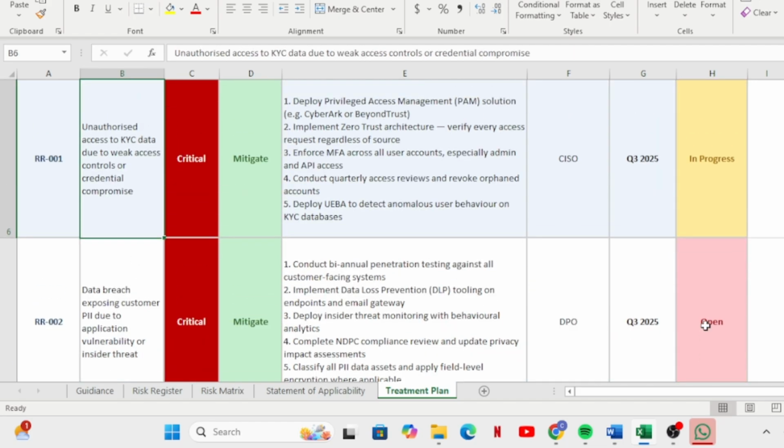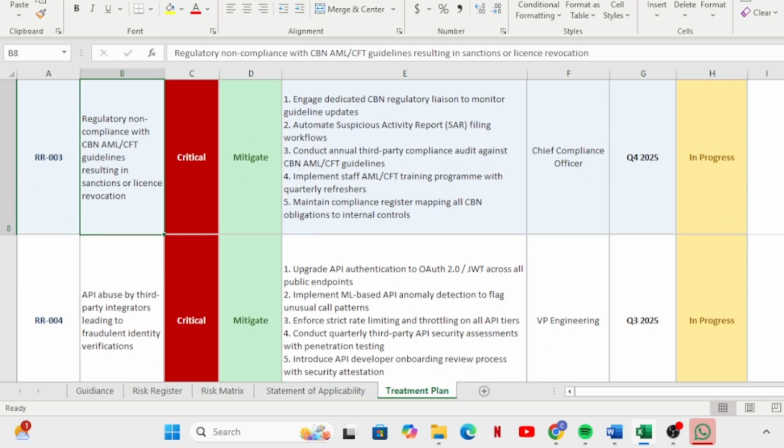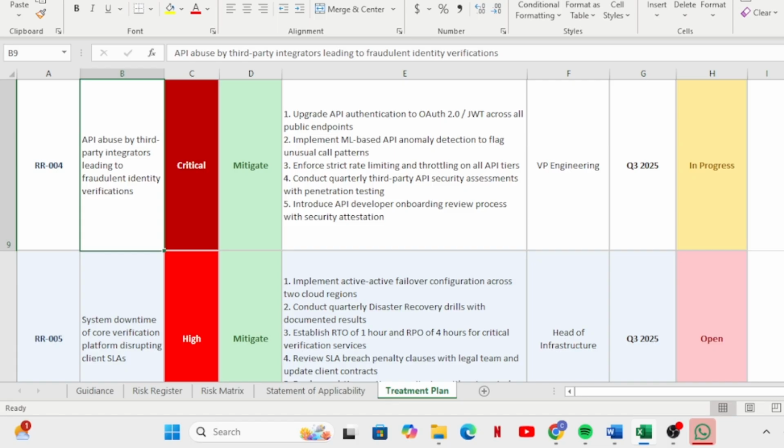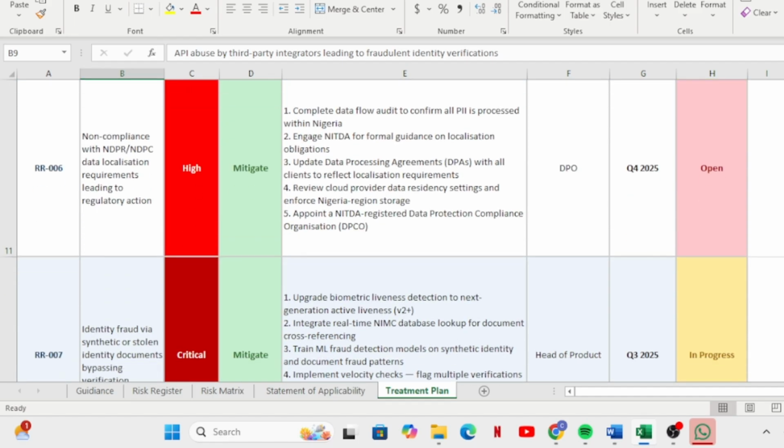The second one is data protection and data breach. We need to mitigate, and these are the actions we need to put in place. The data protection officer is in charge, and the third quarter is still open, so it has to be worked on. But I don't have to go through them one by one. This is everything that we need to work on.